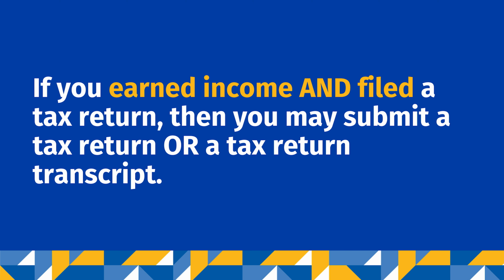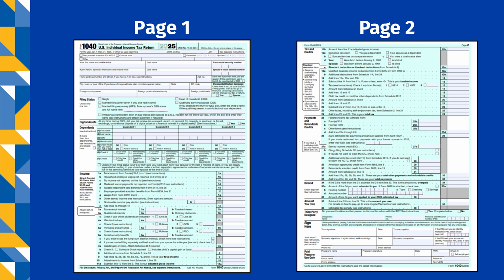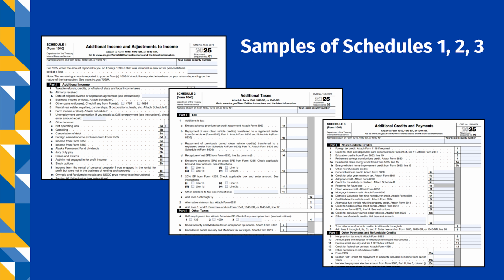If you earned income and filed taxes, then we would ask for either a signed federal tax return, also known as the 1040, or you may be asked to submit an IRS tax transcript. If you are asked to submit a tax return, this is what it could look like. You will want to make sure to submit the 1040 form plus all schedules. A common mistake is that not all pages are submitted.